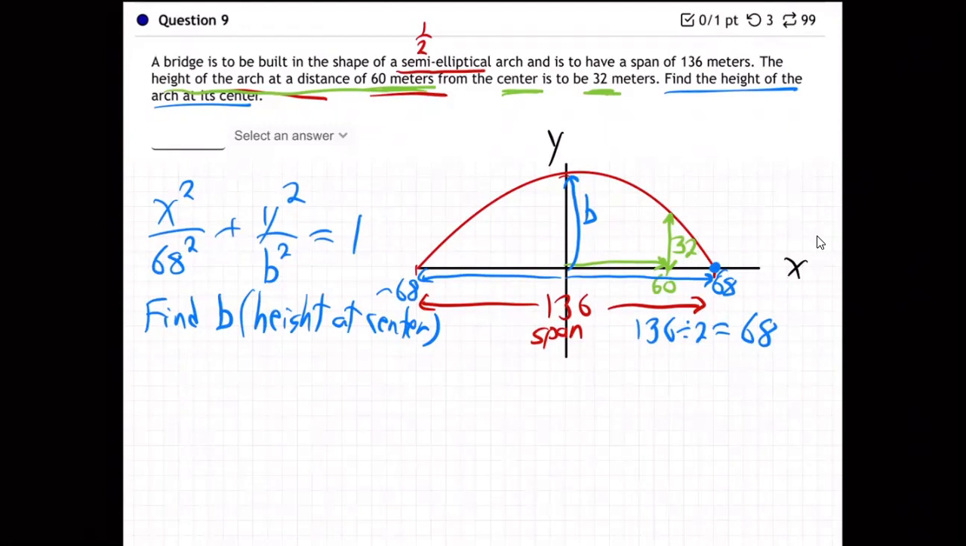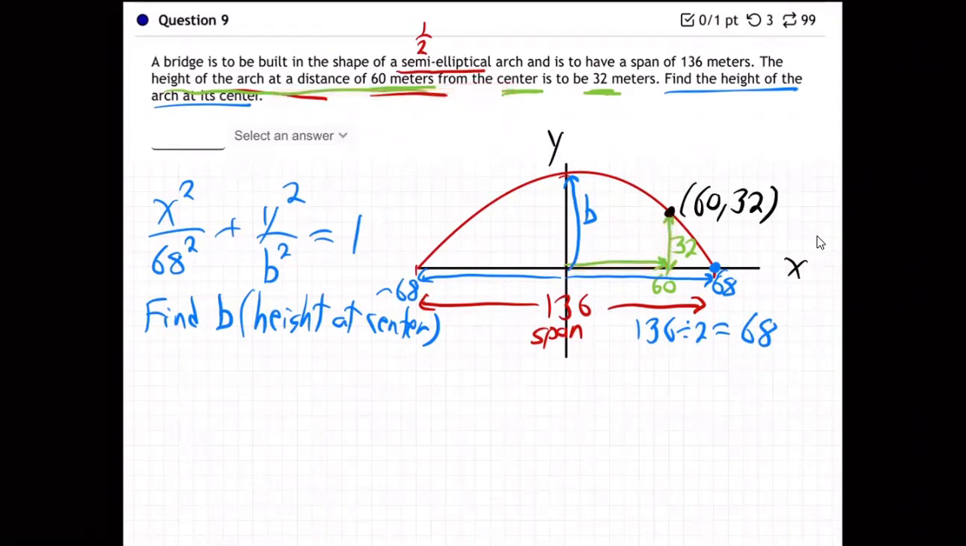Well, there's one piece of information I haven't used, and it's right here. This is the point over 60, up 32, and it's on the ellipse, which means it's got to make the ellipse's equation true. Are you tracking with me? How'd I get that? Because they told us that at a distance of 60 meters from the center, if you go over 60, the height is 32.